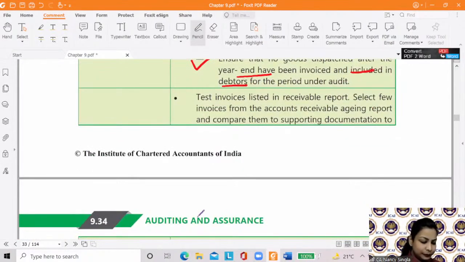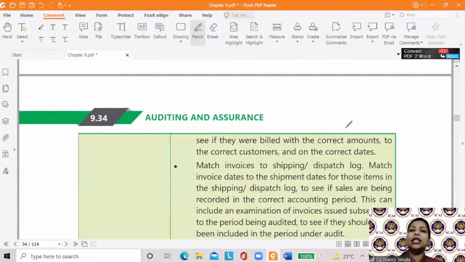Okay, clear? Then it says that you can always obtain what? Receivable report. Take a list, take an aging report. Okay, supporting documents, that with respect to a few debtors, the auditor can always verify whether the correct amount is coming or not, whether the correct customer is coming or not, whether the correct dates are coming or not.